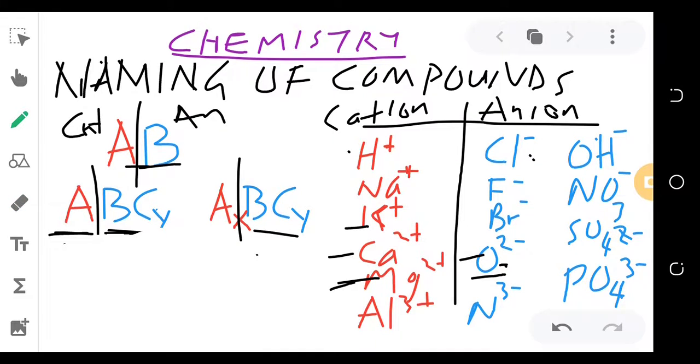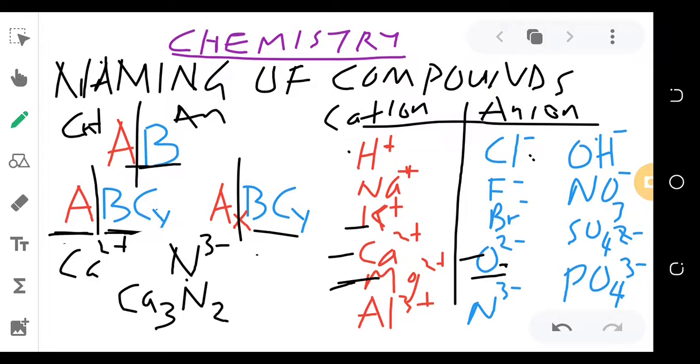Let's pick calcium, Ca2+, and nitrogen. That's nitride. So calcium has 2 and nitrogen has 3. So there will be exchange of valency. The 2 on calcium will be transferred to nitrogen, and the 3 on nitrogen will be transferred to calcium. So you have Ca3N2, and this becomes calcium nitride.